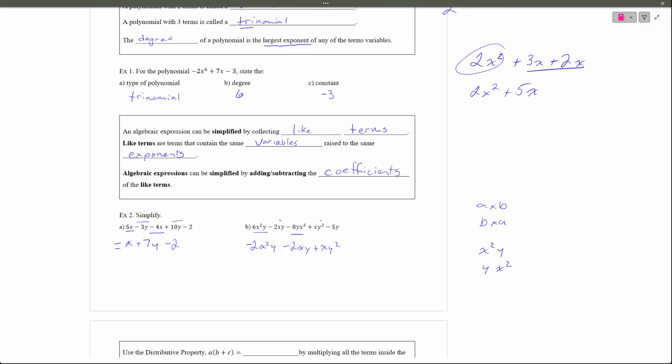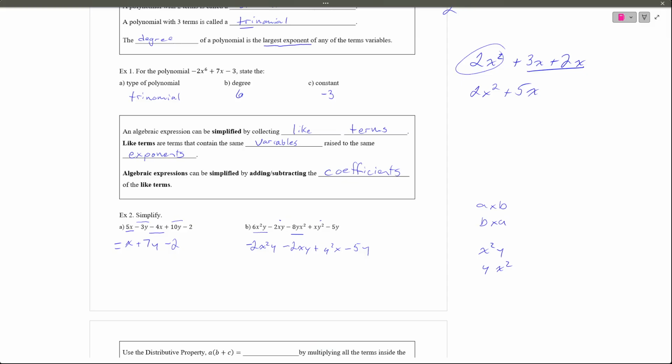We can. Why is my eraser not working? We absolutely can. I could write this as y squared x. Sure, doesn't hurt anything to do that. And then finally we have minus 5y. Okay, are we all done? Yeah, we can't really simplify that one any further. It's about as good as it's going to get.